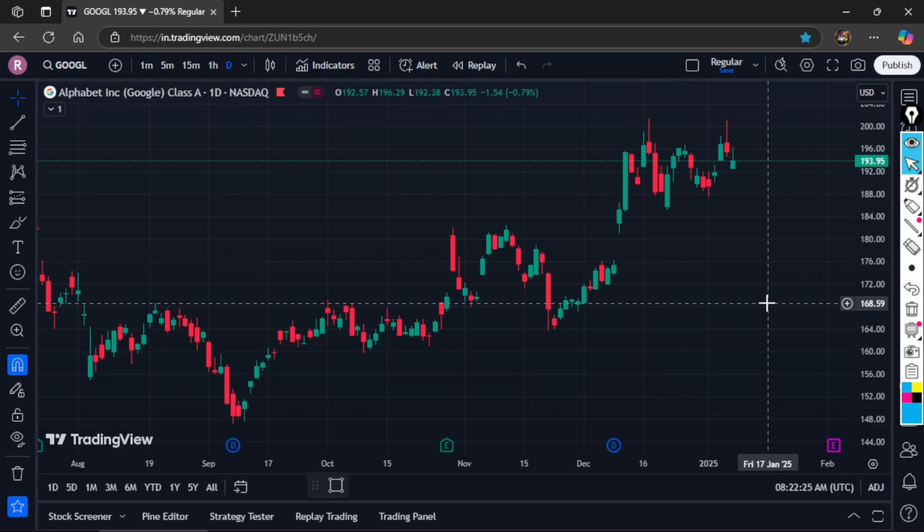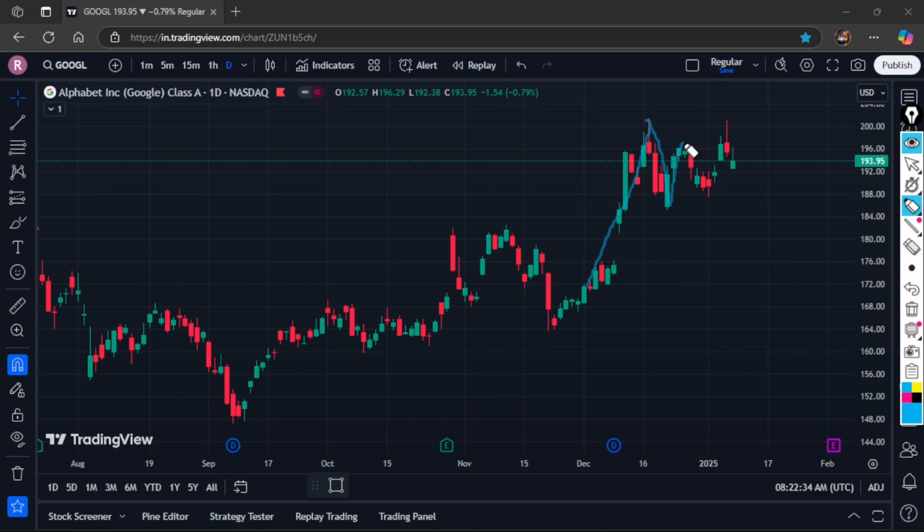Here in GOOGL, we can see that after an upside move, choppiness and volatility came here, and one kind of double bottom pattern can be made if it comes near this level. Then a double top or triple top, whatever it is, can be made here. But you can see that it is in an in-between position, and it has not completed the pattern to make it valid.